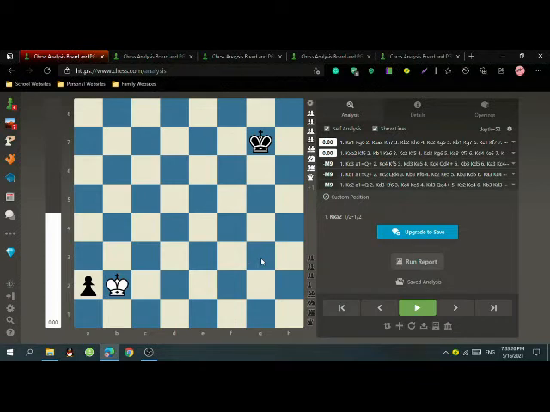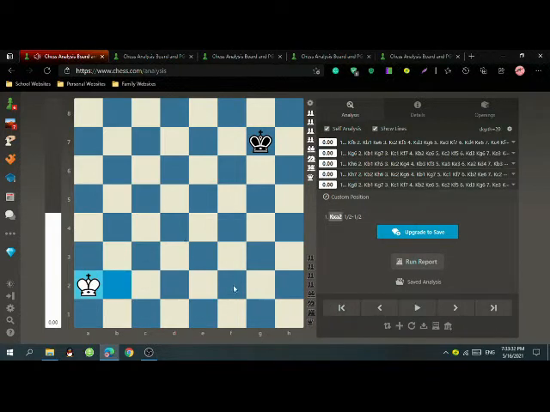In this position, I will be showing you an example of insufficient material. In this position, we are white and we can simply take this pawn on a2 for free. Because a king alone cannot checkmate another king, it is a draw. Other examples of insufficient material are king and knight versus king, king and bishop against king, king and two knights versus a king.